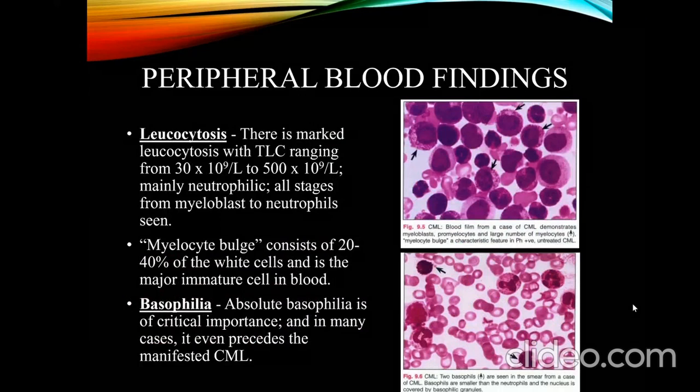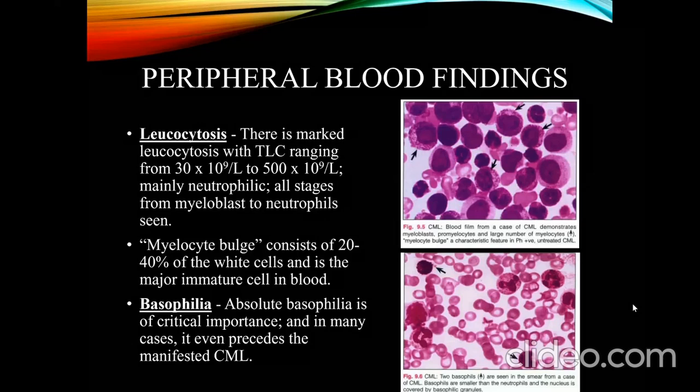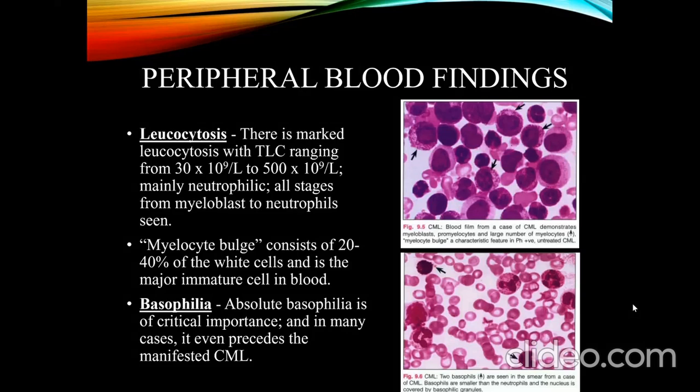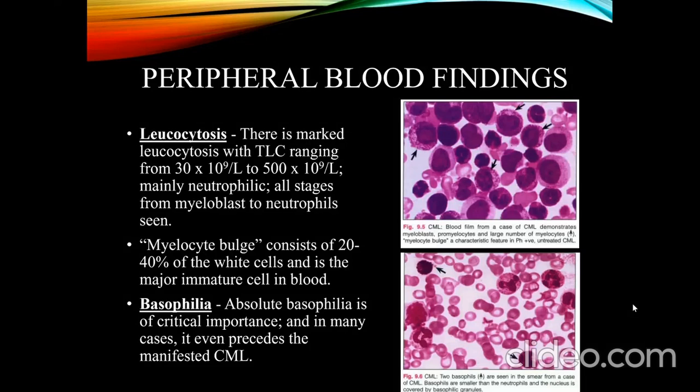So now let us discuss the peripheral blood findings of chronic phase. Leukocytosis. There is marked leukocytosis with TLC ranging from 13 × 10^9 per liter to 500 × 10^9 per liter, mainly neutrophilic, and all stages from myeloblast to neutrophil can be seen. Another phenomenon we see is myelocyte bulge, which is characterized by 20 to 40% of the white cells being myelocytes, and it is the major immature cell in the blood.